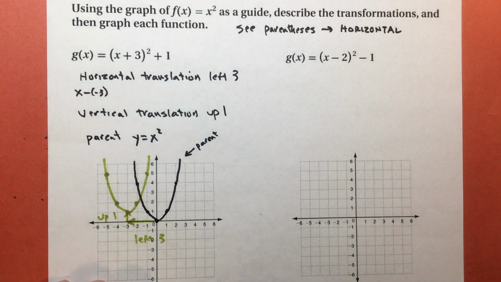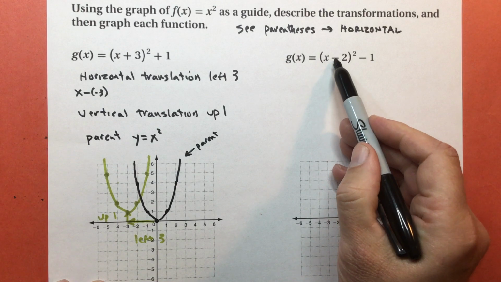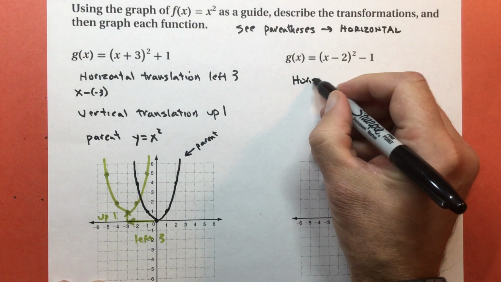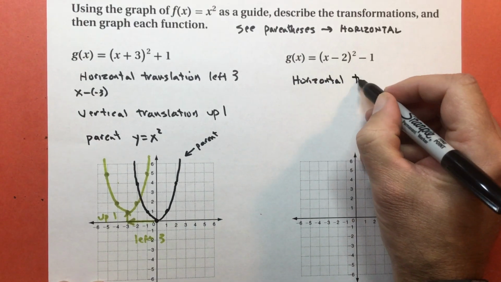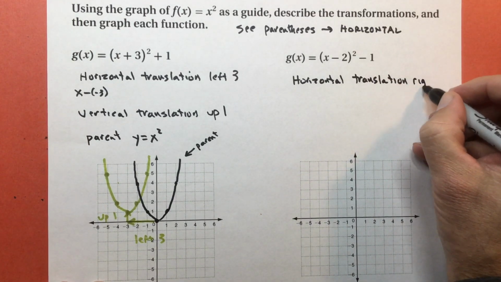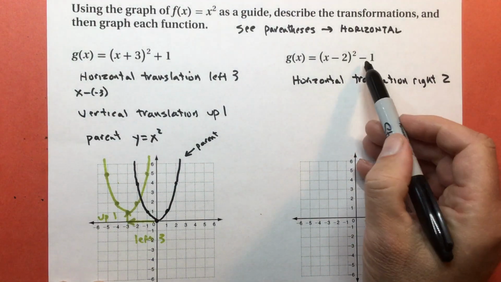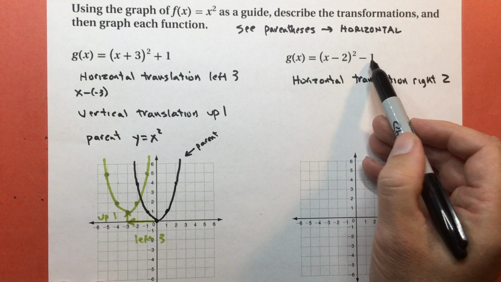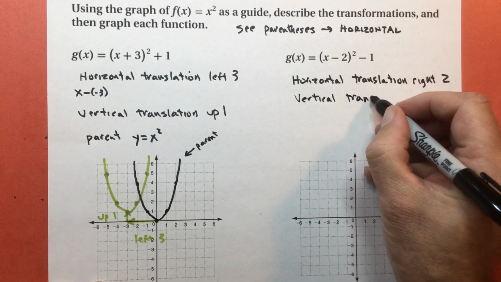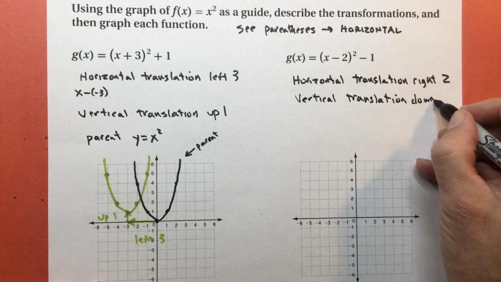All right, let's try the second one. So again, I have parentheses. That means there's a horizontal transformation. It's x subtract 2, so my h is 2. This is a horizontal translation to the right 2. And the subtract 1 on the outside tells me that I have a vertical translation. Negative 1 says down, so down 1.